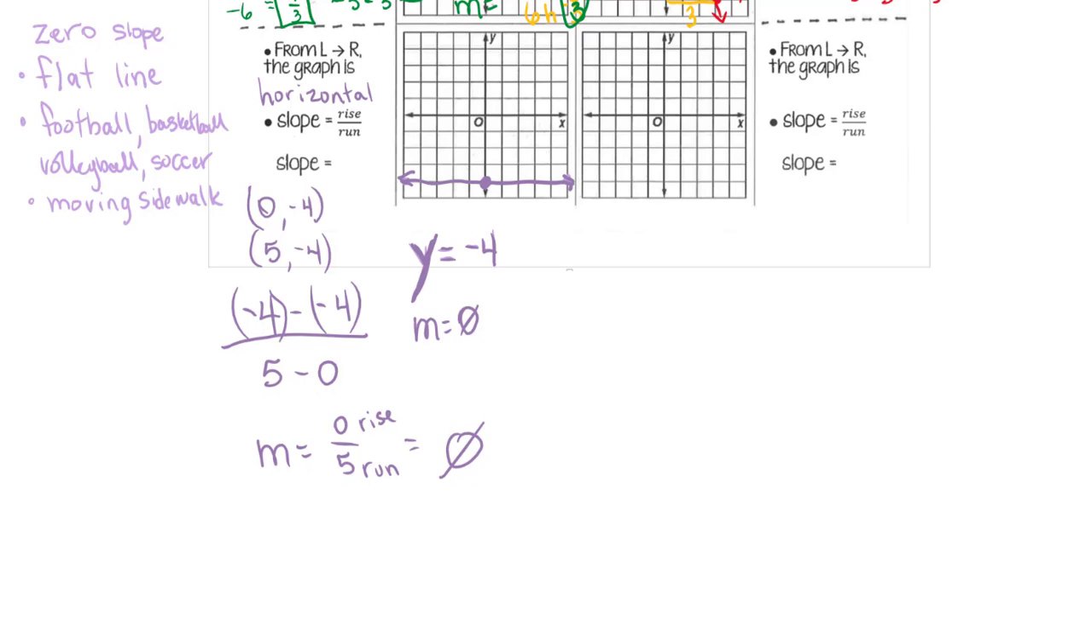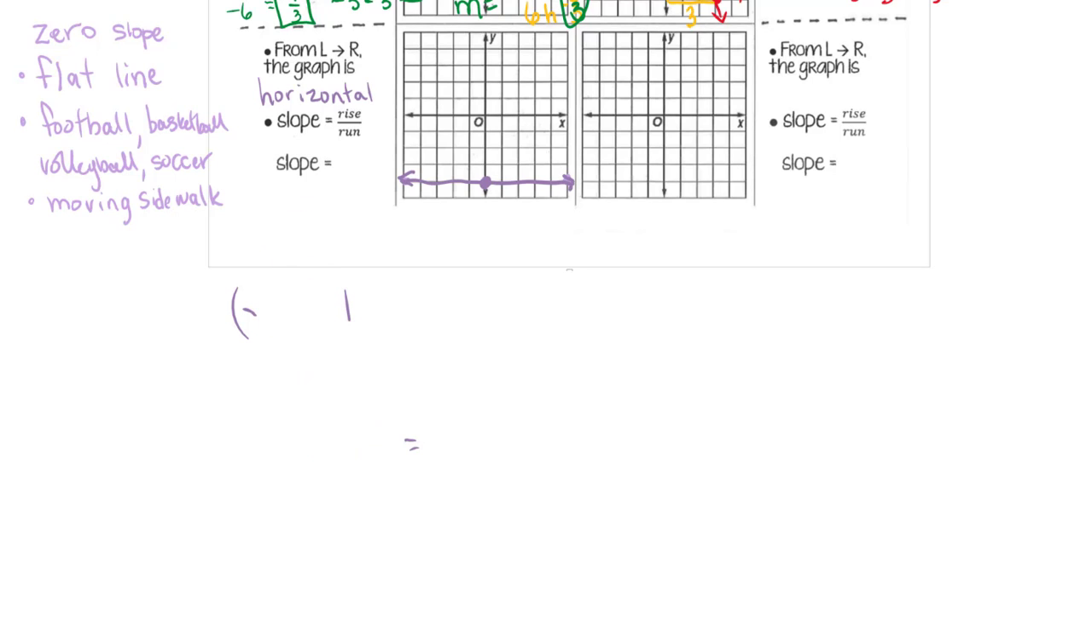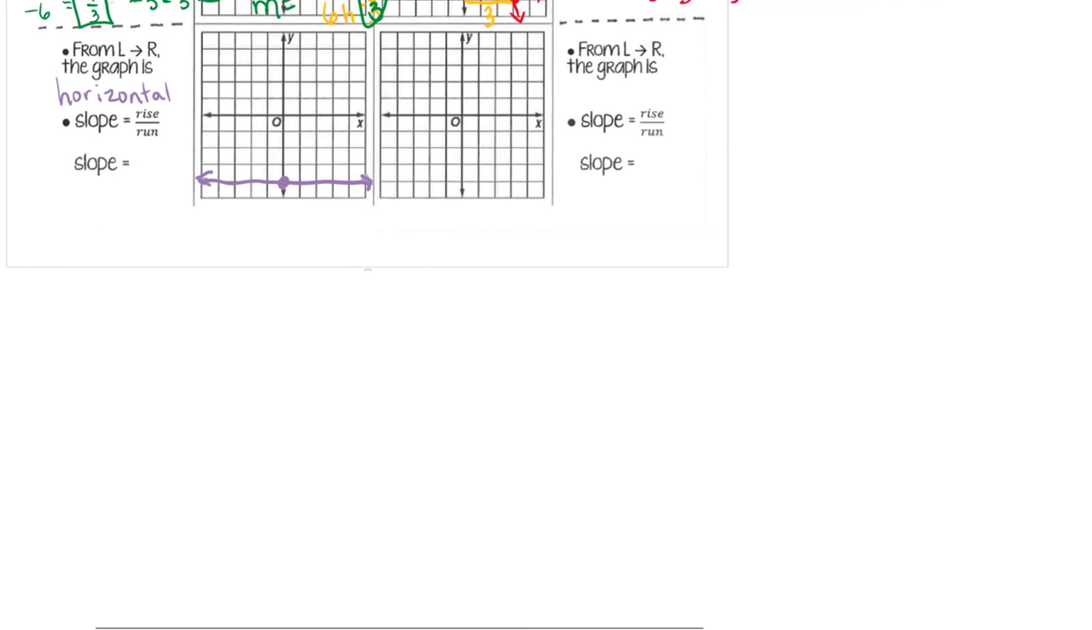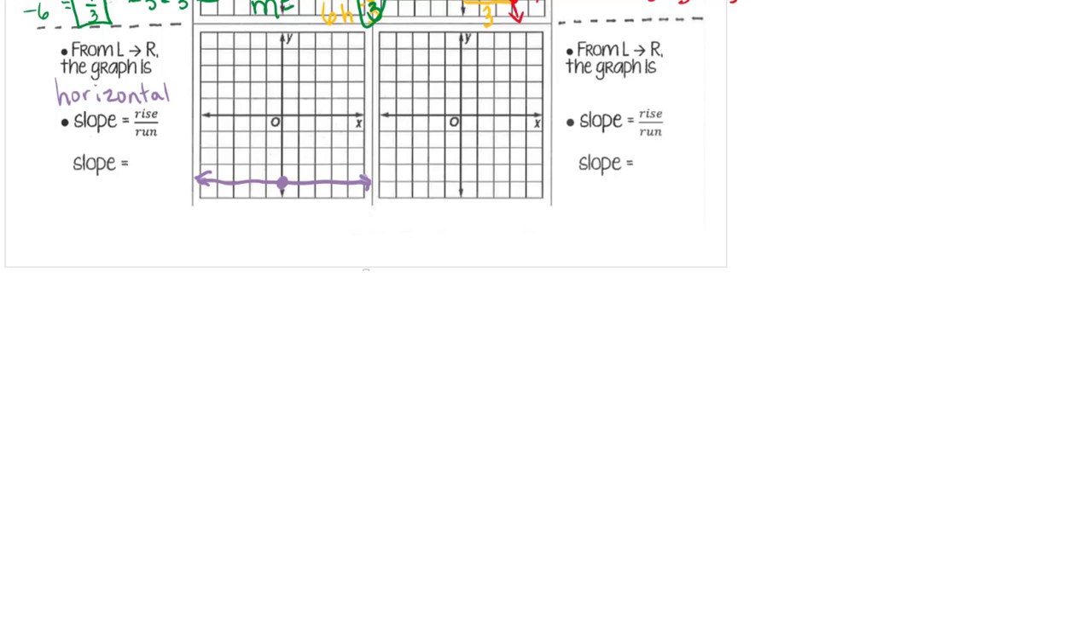All right, and then the last kind of slope that we have is undefined. And this goes on the outside of the bottom right flap. Undefined. Okay, so this is the inverse of zero slope. So where zero slope was a flat horizontal line, undefined slope is a vertical line.